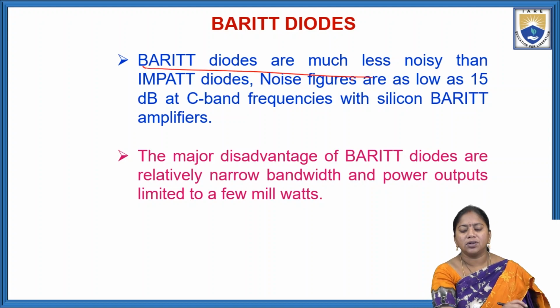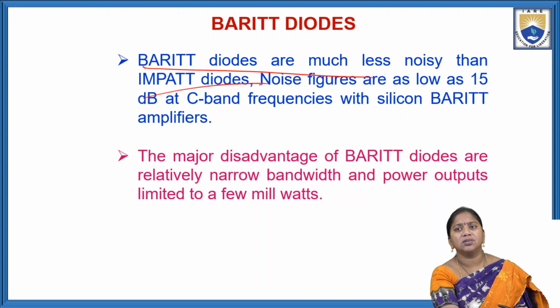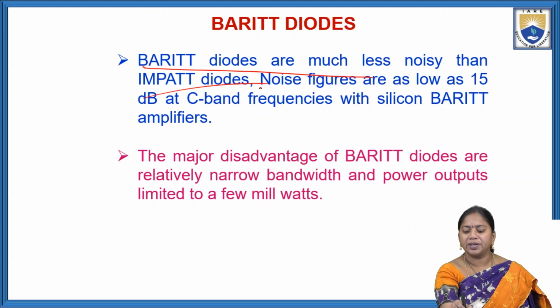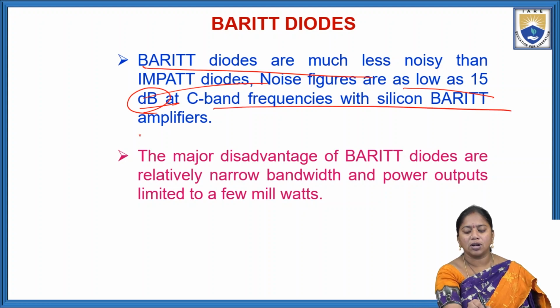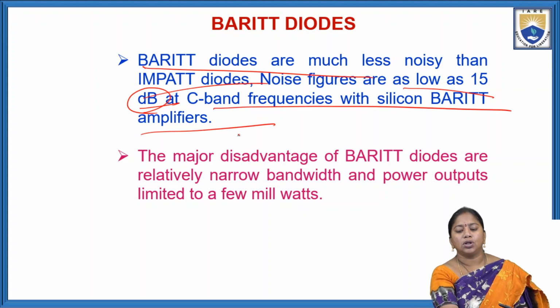Barrett diodes are much less noisy than impact diodes. Compared to impact diodes, Barrett diodes have less noise. Noise figures are as low as 15 dB at C-band frequencies with silicon Barrett amplifiers.